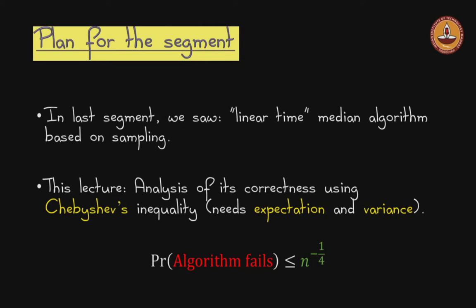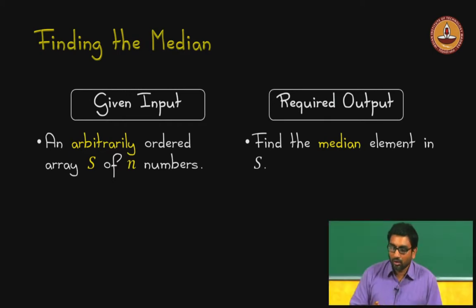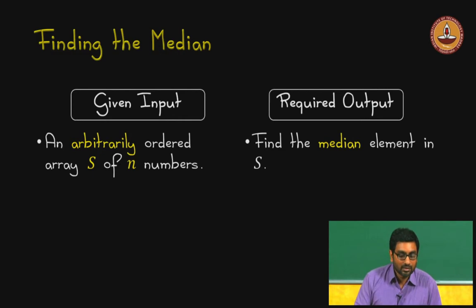And if you recall, Chebyshev's inequality requires you to know the expectation and the variance of the random variable. So, with these two pieces of information, you will be able to bound random variables that show up in the analysis. Okay. So, I will first recall the median problem, the algorithm, and some of the details there. Of course, you have a set S arbitrarily ordered, and you need to find the median. That is the median problem.